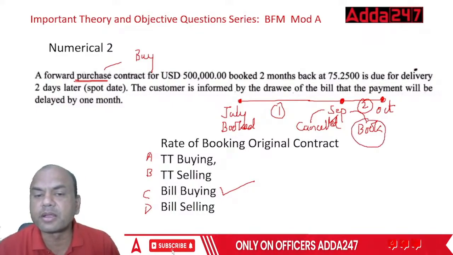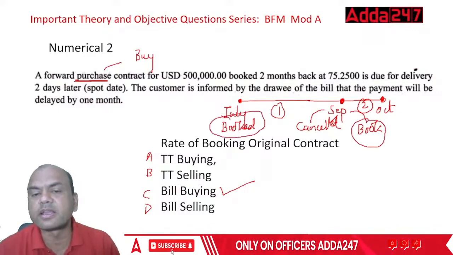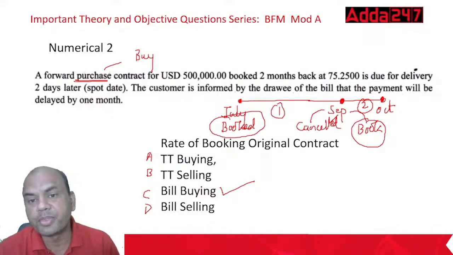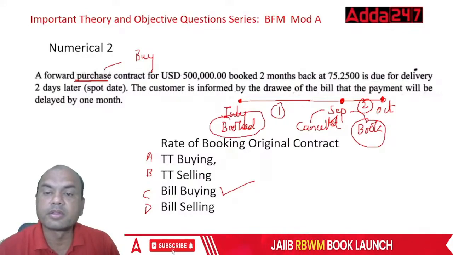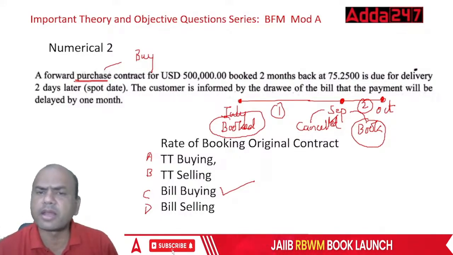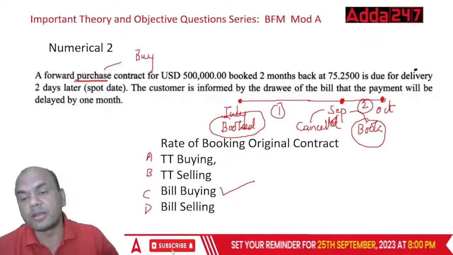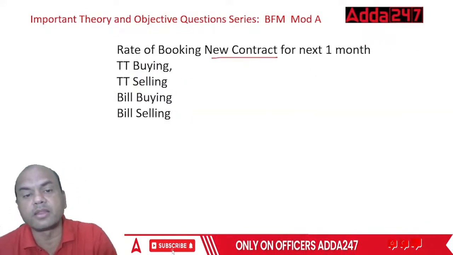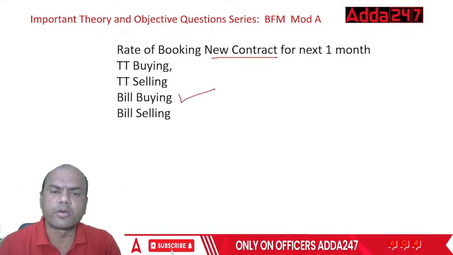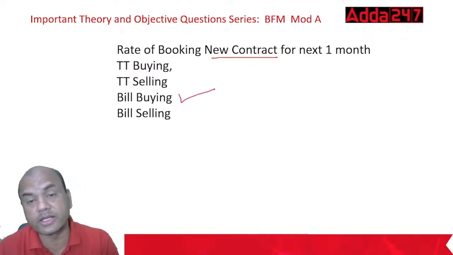Same thing is repeated. So if it is repeated, then the rates will also be repeated. So it will be again bill buying rate, so I'll be using bill buying rate. But the rates will be different. Of course, not the same rate, but the logic is the same. I'll be using the bill buying rate only again. Okay, new contract. Of course, the rates will be for today, whatever the rates are.